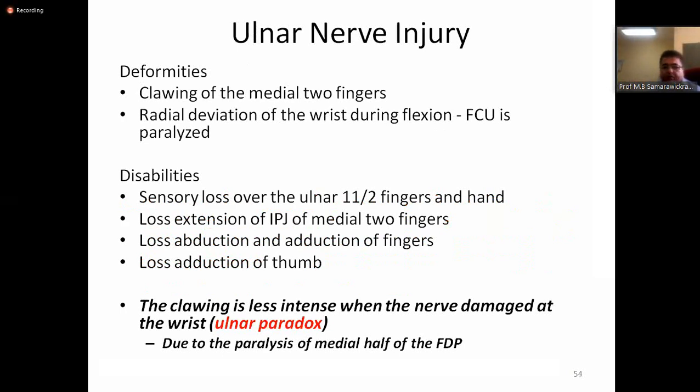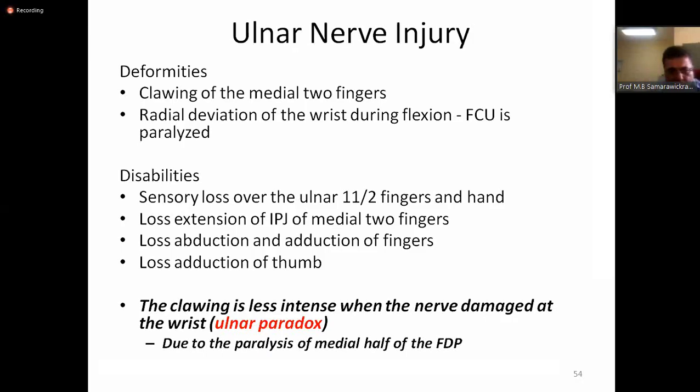Ulnar nerve injury, what are the deformities? You see the clawing of the medial two fingers, that is called ulnar claw hand, like this. Remember, there is a complete claw hand in Klumpke's palsy, which is different from ulnar claw hand. The radial deviation of the wrist during flexion is due to flexor carpi ulnaris paralysis. The disabilities: sensory loss over the ulnar one and a half fingers and hand, loss of extension of the interphalangeal joints of the medial two fingers, loss of abduction and adduction of fingers, and loss of adduction of the thumb.